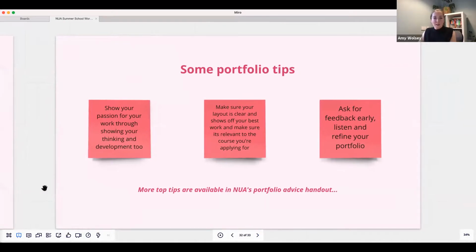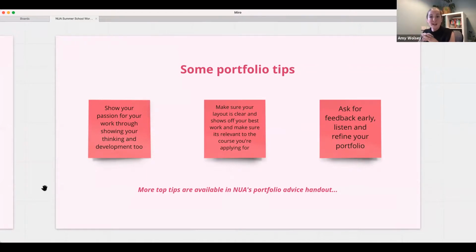And some portfolio tips that I thought was a good note to end on. When you think about showing your work or putting your work together, make sure that you show passion. So when we look at some of the examples I gave, yeah, it looked great, but actually I didn't really show any mood boards. I didn't really show any thinking. I didn't show a lot of explanation for what it is I was trying to do there. So make sure you show your passion through all of the thinking and the development as well.